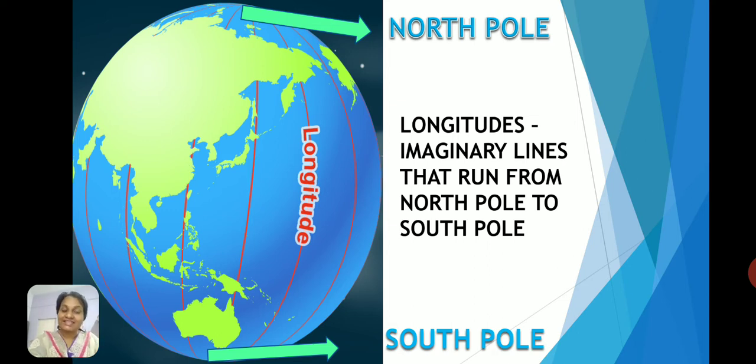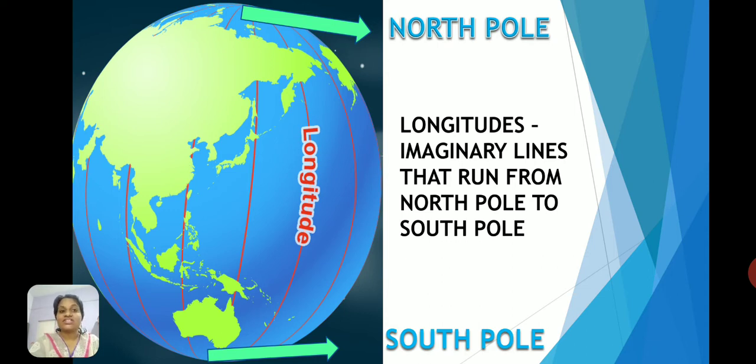Now we have already studied that the extreme points of the earth are called the North Pole and the South Pole. And what are longitudes? Longitudes are imaginary lines. Imaginary means the lines that are not really there on earth. If you go to look for them, you won't find them on earth, but these are drawn for convenience. So they are imaginary lines that run from the North Pole to the South Pole. If you are asked what longitudes are, you will say longitudes are imaginary lines that run from the North Pole to the South Pole.